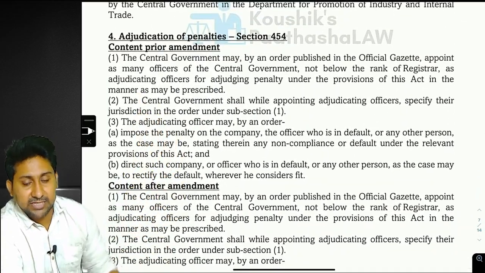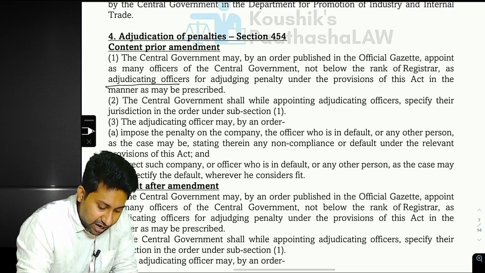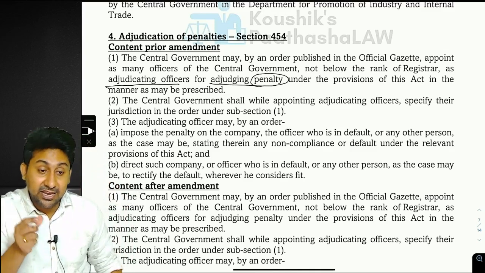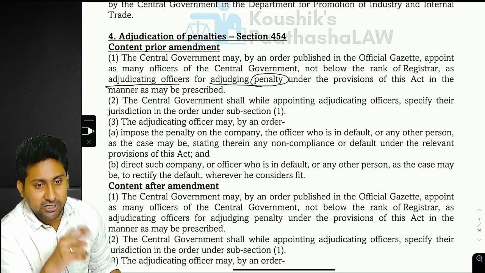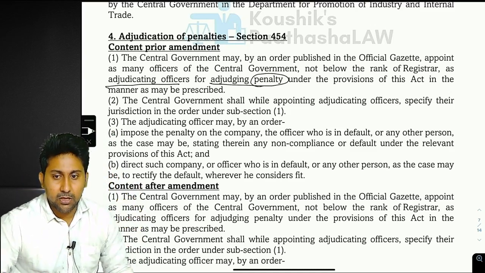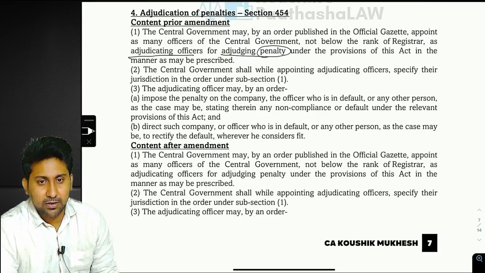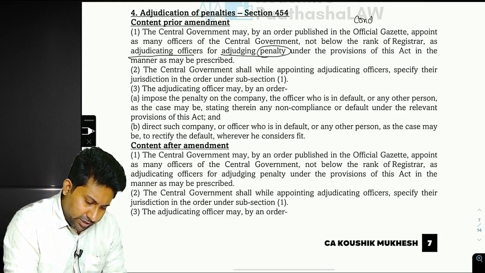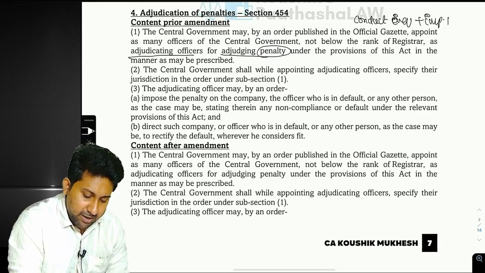See here. The central government may, by order published in the official gazette, appoint as many officers not below the rank of ROC as adjudicating officers for adjudging the penalty under the provisions of this act. Penalty adjudging will be done by adjudicating officers, but offence punishment will be levied by the special courts and judges. Okay. So what amendment was made here? Let's try to analyze. Okay, now let us go into the amendment. So the point is, adjudication means what? Adjudication is two things: conducting inquiries and imposing penalty.